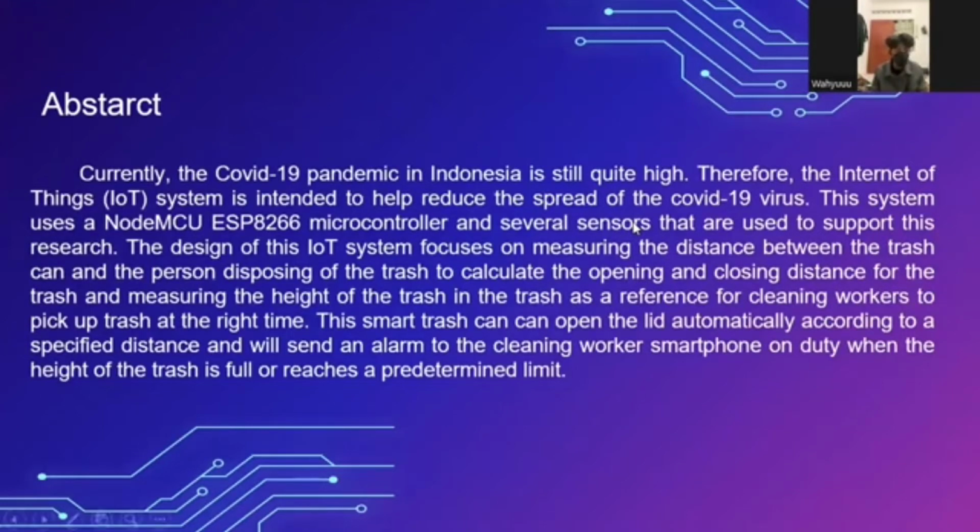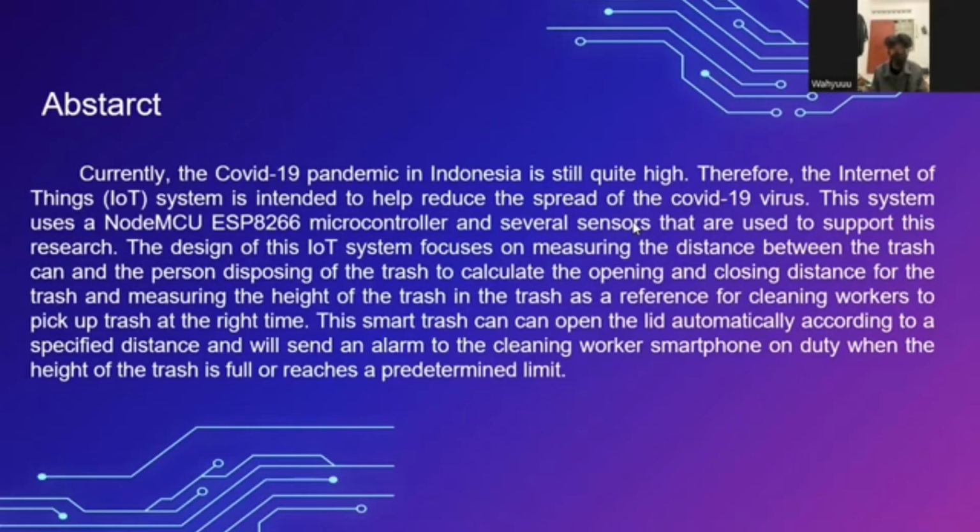Abstract. Currently, the COVID-19 pandemic in Indonesia is still quite high. Therefore, the Internet of Things (IoT) system is extended to help reduce the spread of the COVID-19 virus. The system uses a Node MCU ESP8266 microcontroller and several sensors that are used to support this research.